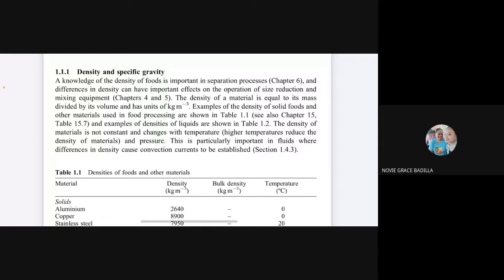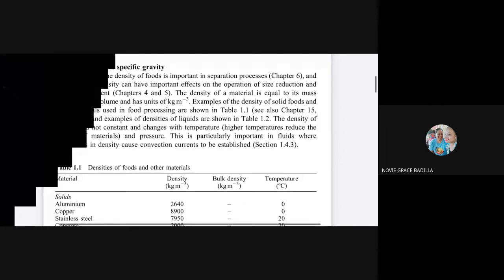So, going back sa density and specific gravity, it is also very important in separation processes because differences in density will have important effects sa operation ng size reduction and mixing equipment. No? Like for example, the density of a material, equal to its mass divided by its volume, has units of kilogram per cubic meter. So example, will be shown also on Table 1.1. So this is the density of materials, no?